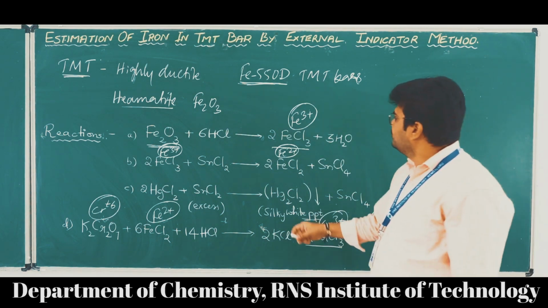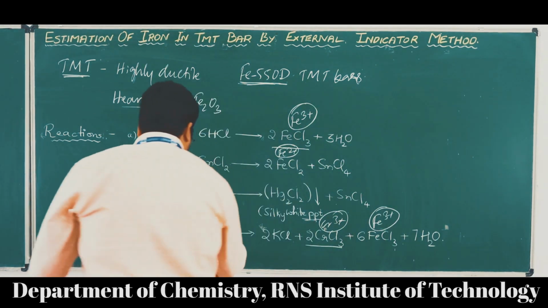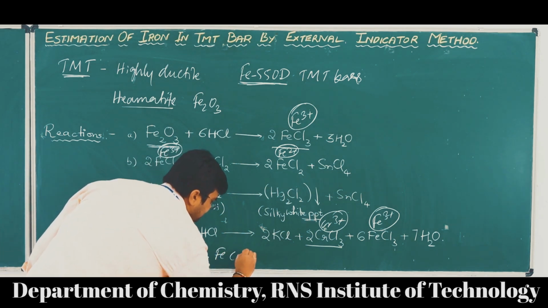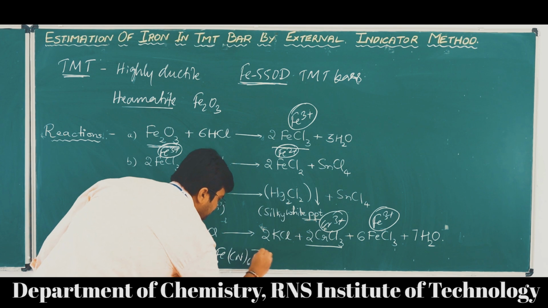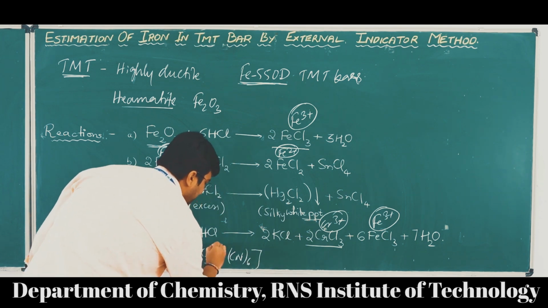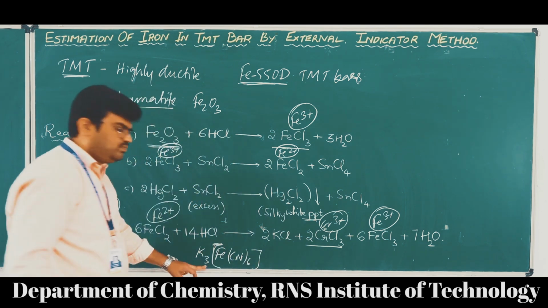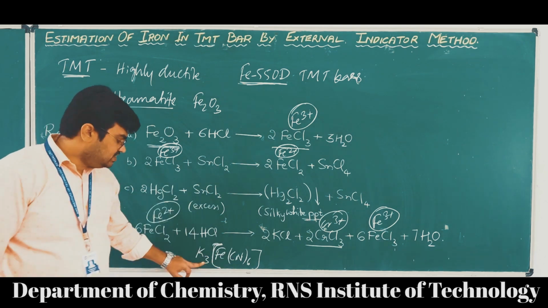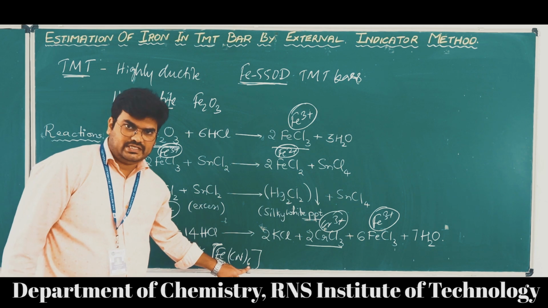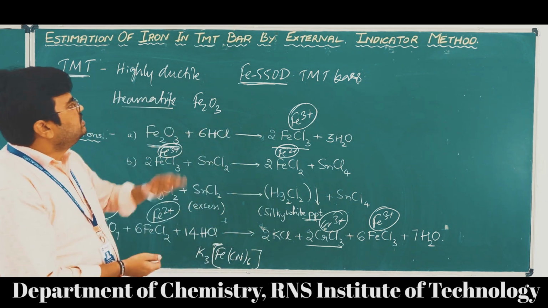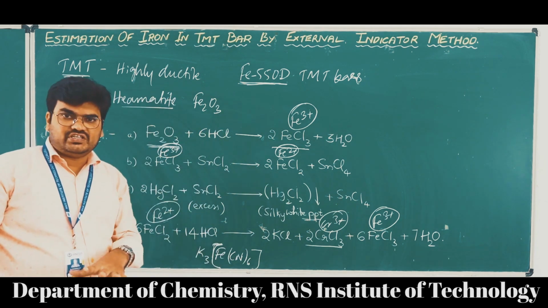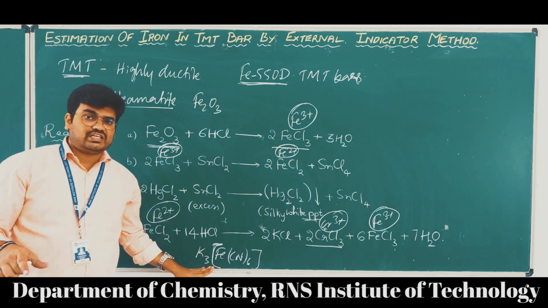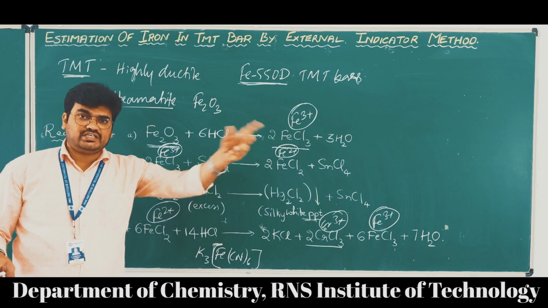Here we are going to take potassium ferricyanide, K3[Fe(CN)6], which is used as an external indicator in order to detect the end point. Right? It is used as an external indicator. The name of this is potassium ferricyanide. So overall, in this experiment, unlike all other conventional titrations, we are not using an internal indicator, we are using an external indicator. There is one difference.